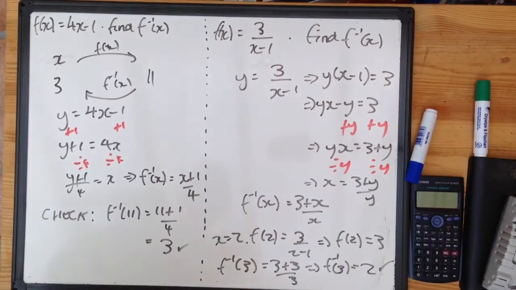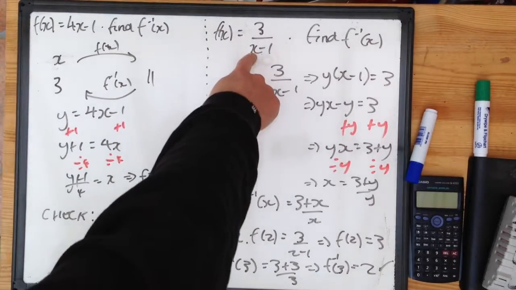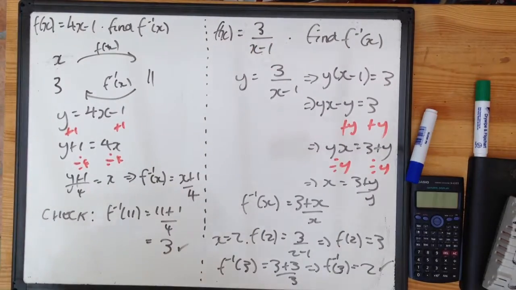So if the question asks you what value can you not put into this function, the answer is x is 1, because it makes the denominator of the fraction equal to 0.